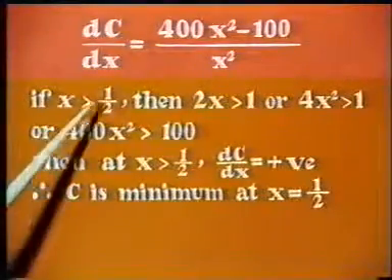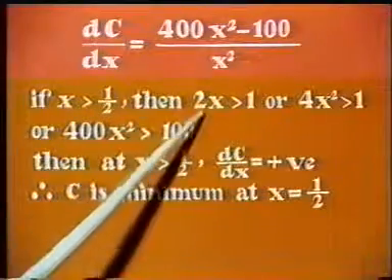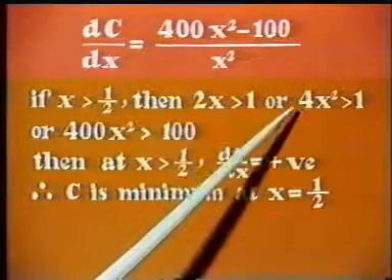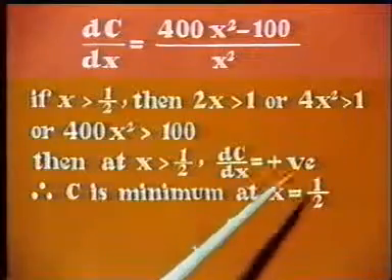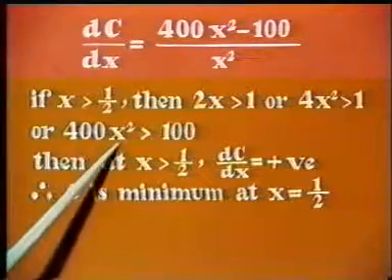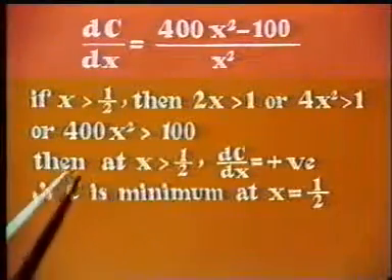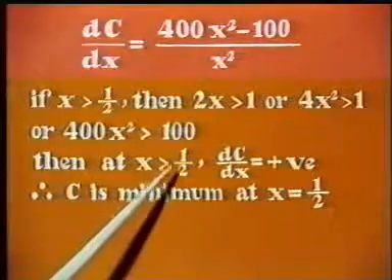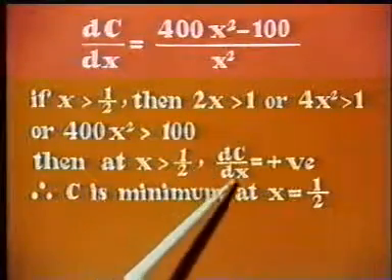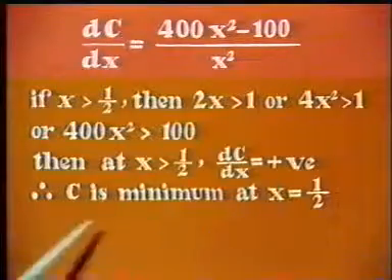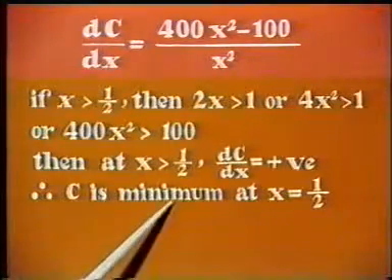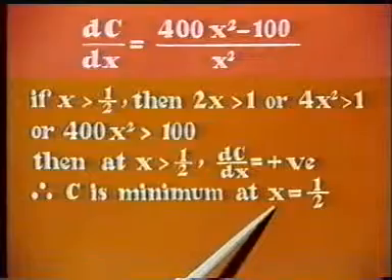If x is more than 1/2, then 2x is more than 1, or 4x² is more than 1, or 400x² is more than 100. Then at x more than 1/2, dC/dx is positive. Therefore, C is minimum at x equal to 1/2.